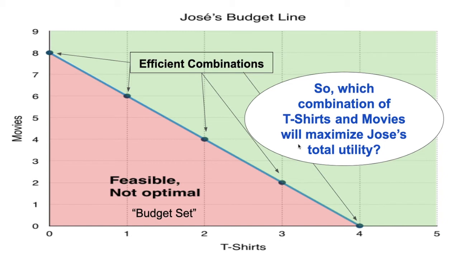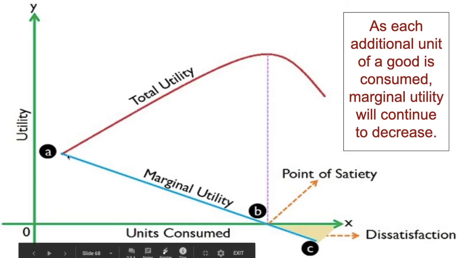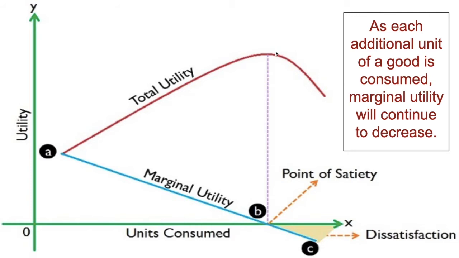So again, what we're tasked with is figuring out what combination of these goods will maximize Jose's utility. On this utility curve, this is for one good. So it's easy to say, oh, yeah, they're maximizing utility right there. But this is just for one good.